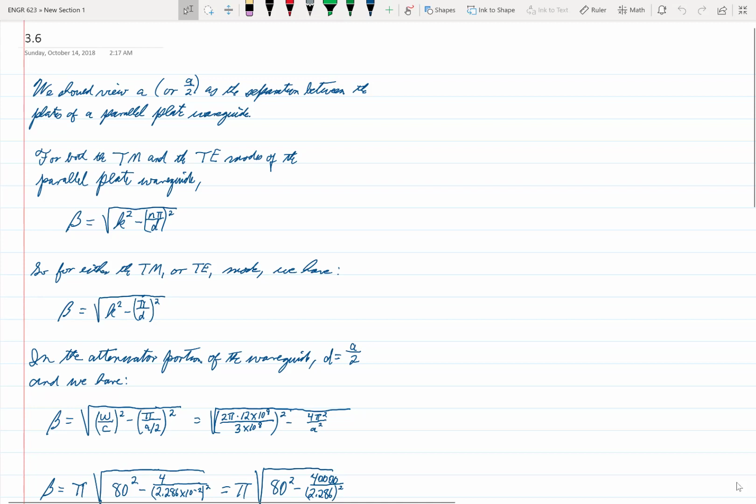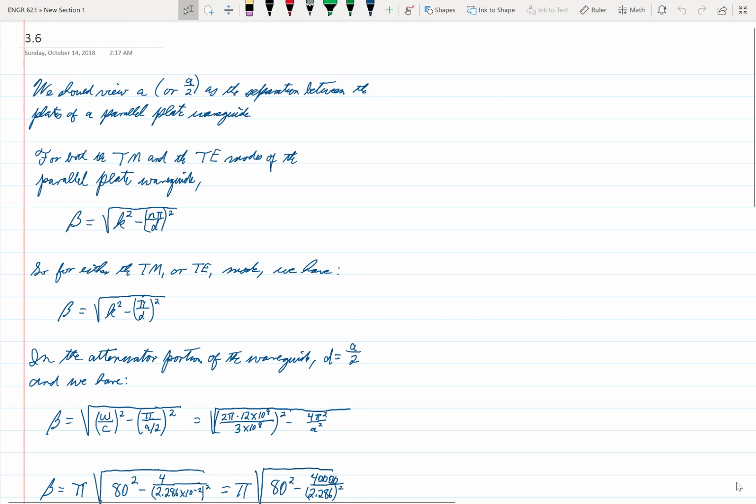If A is equal to 2.286 centimeters and the operating frequency is 12 gigahertz, determine the required length of the below cutoff section of waveguide to achieve an attenuation of 100 dB between the input and output guides. Ignore the effect of reflections at the step discontinuities.